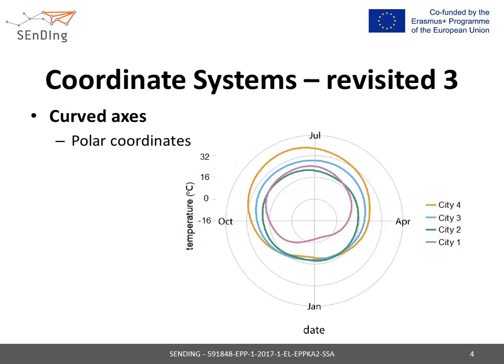The polar version highlights how similar the temperatures are in City 4, City 3, and City 2 from late fall to early spring. In the Cartesian coordinate system, this fact is obscured because the temperature values in late December and in early January are shown in opposite parts of the figure and therefore don't form a single visual unit.